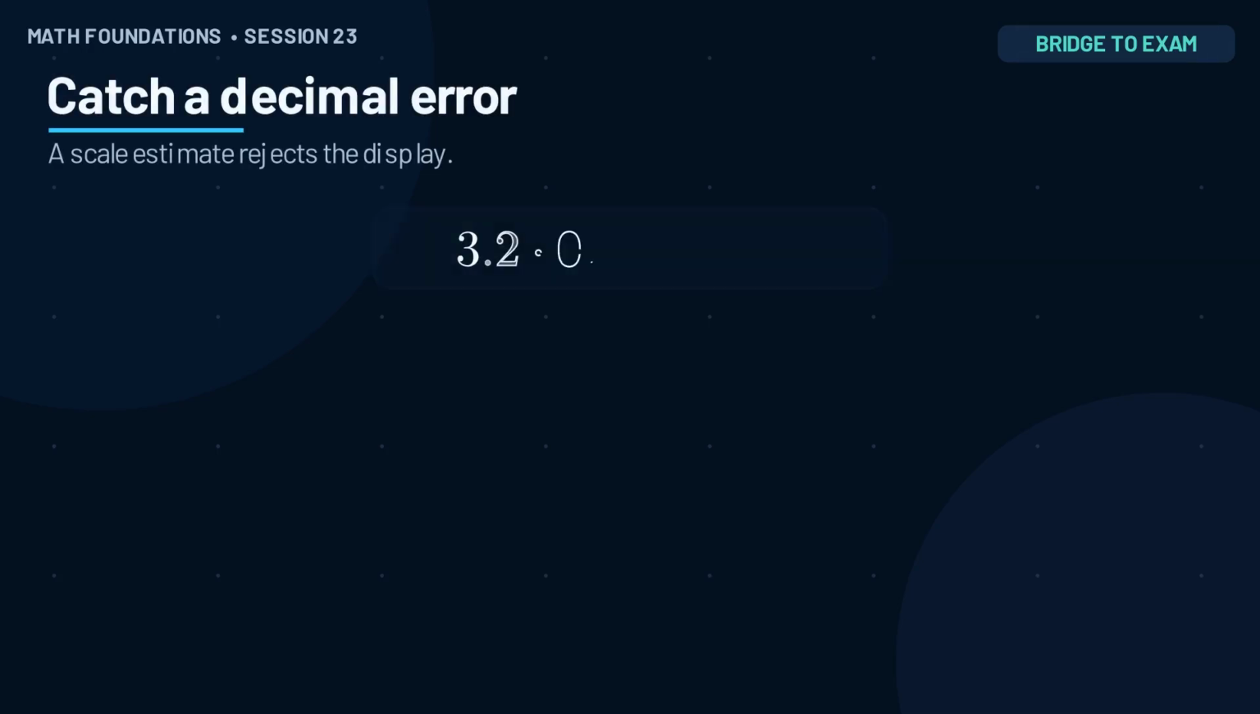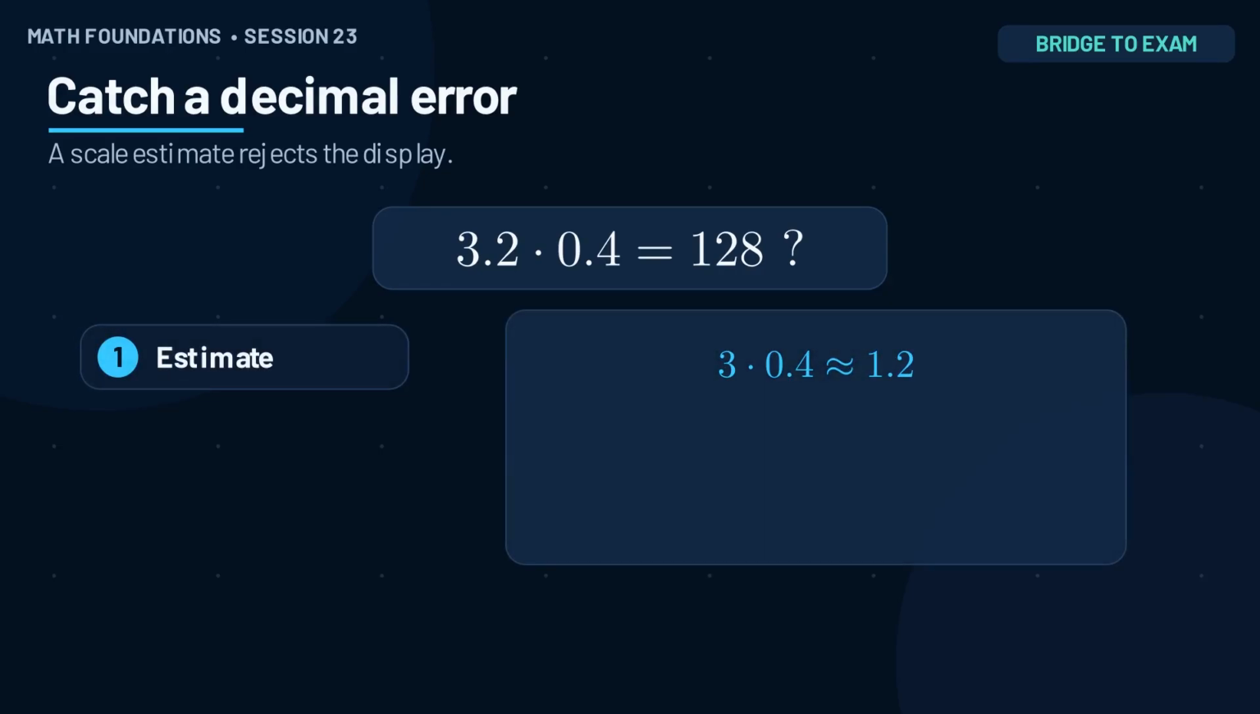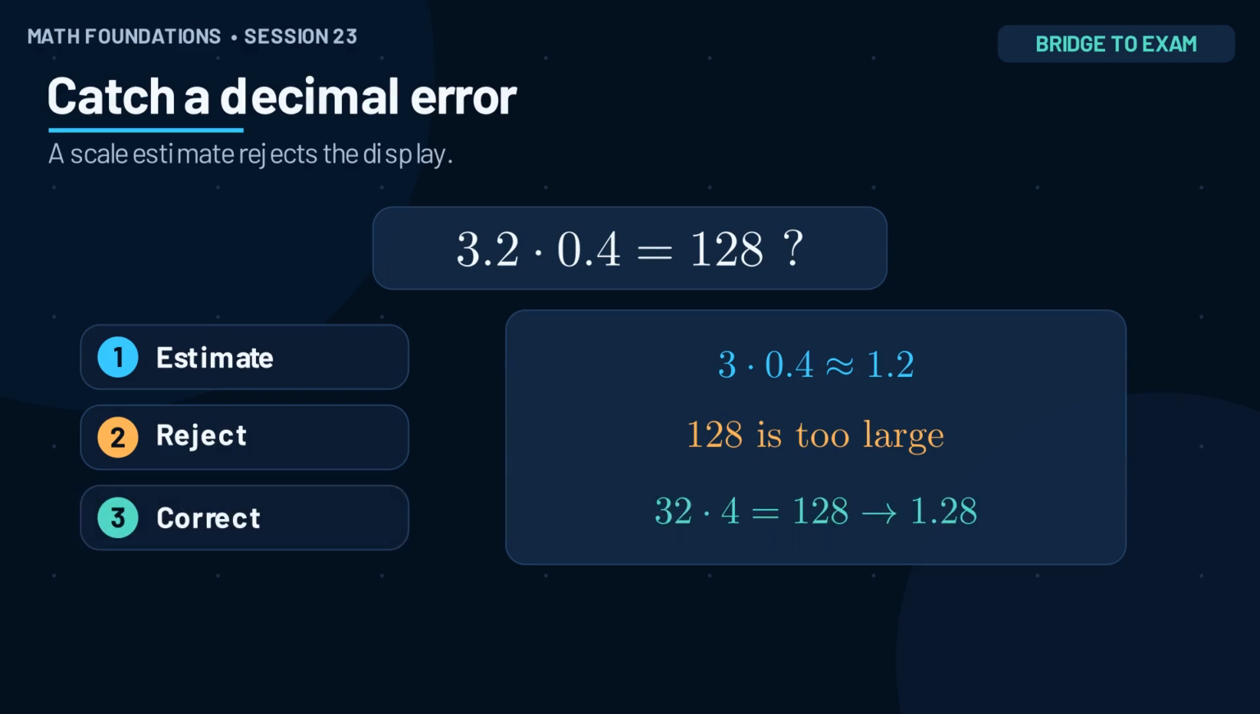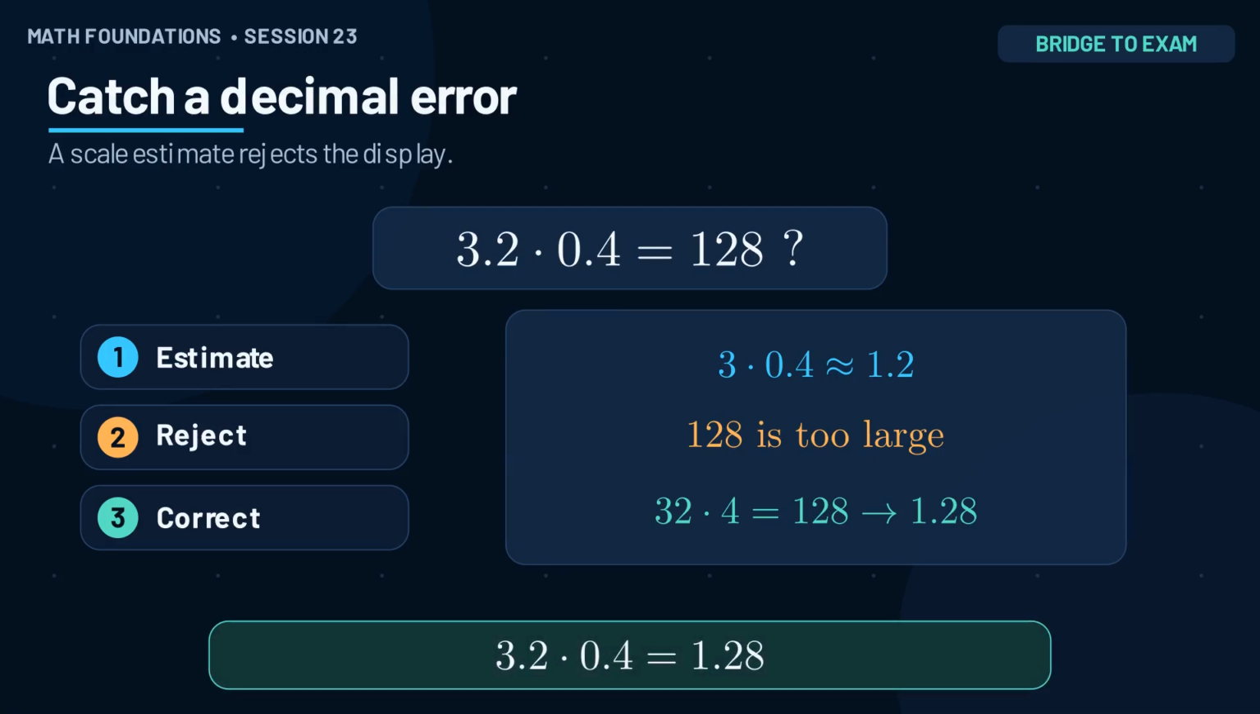Evaluate: a calculator displays 128 for 3.2 times 0.4. Step 1. Estimate 3 times 4/10, which is near 1.2. Step 2. A product above 100 is impossible at this scale. Step 3. Multiply 32 times 4 and place 2 decimal digits. Therefore, the correct product is 1.28. Check. The estimate and exact product agree closely.